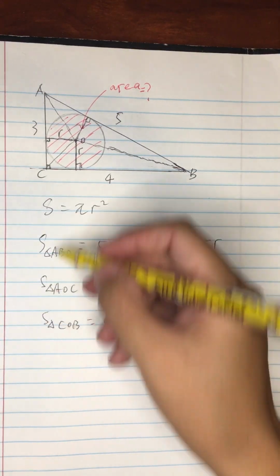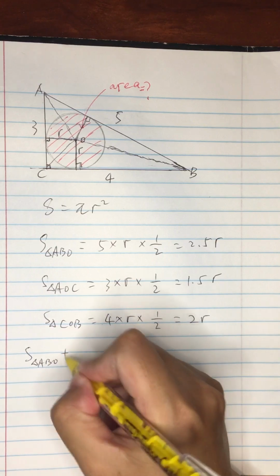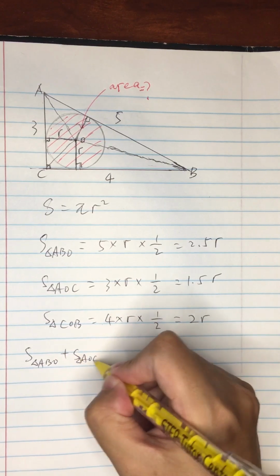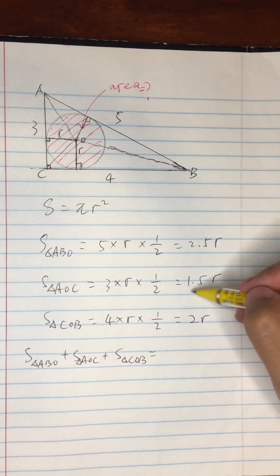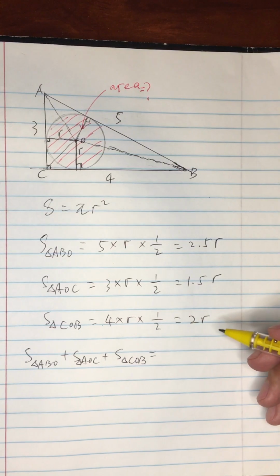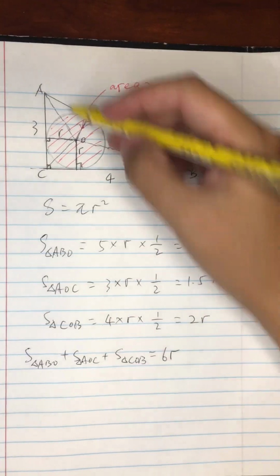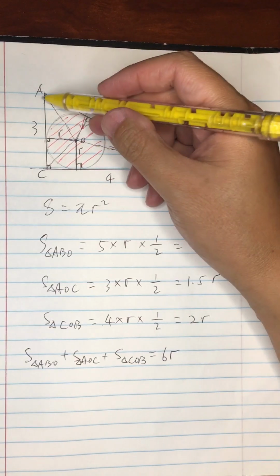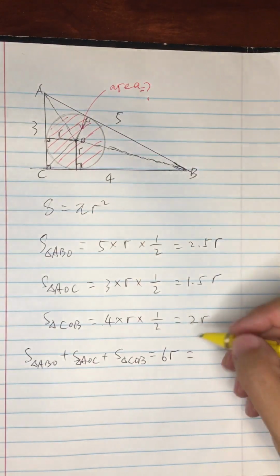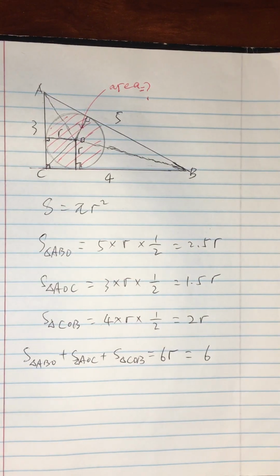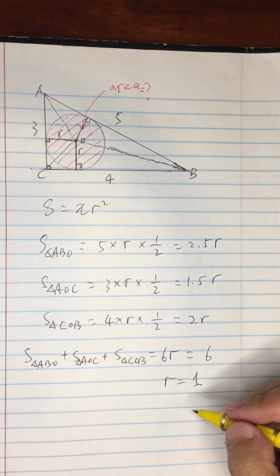So if we add up all the three small triangles, the area of ABO plus AOC plus COB is going to equal 2.5r plus 1.5r, that's 4r, right? 4r plus 2r, that's 6r, right? And this should equal the area of the big triangle, right? So that's 4, that's the base, times 3 divided by 2, that's 6, right? So now we have r equals 1, right?